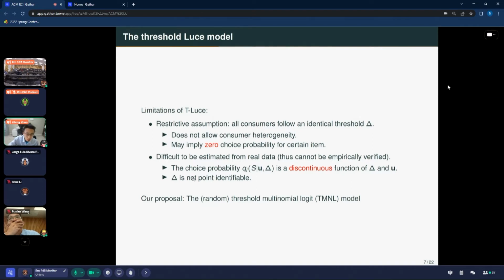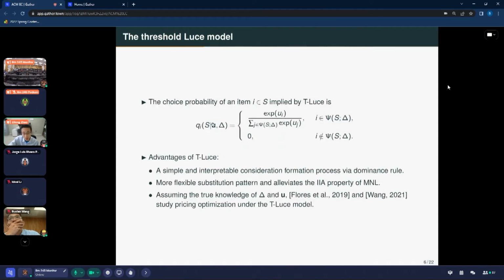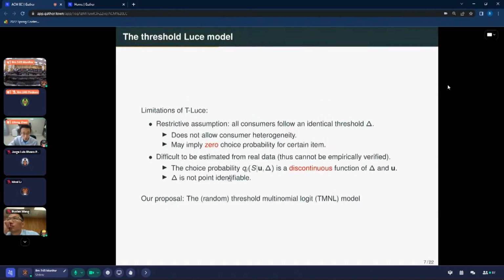Also, this delta is not point identifiable, right? Which means that, given the same utilities here, I can find 2 deltas that give exactly the same choice probability for all the items in this S. So this model is not uniquely identified. These limitations motivate us to propose the random threshold multinomial logit model, or we call it the TMNL model.